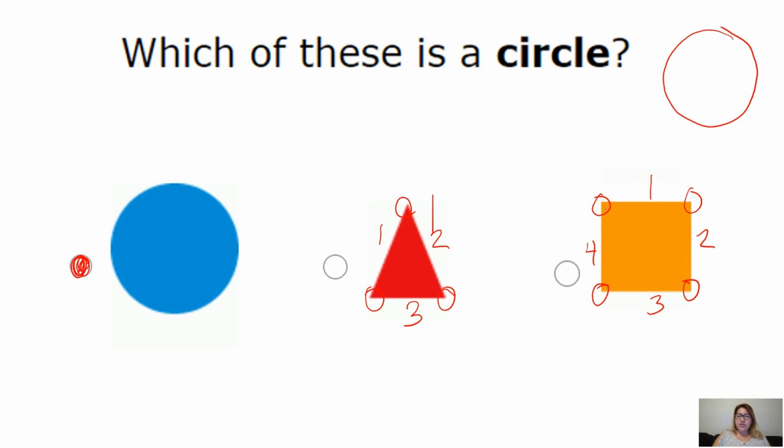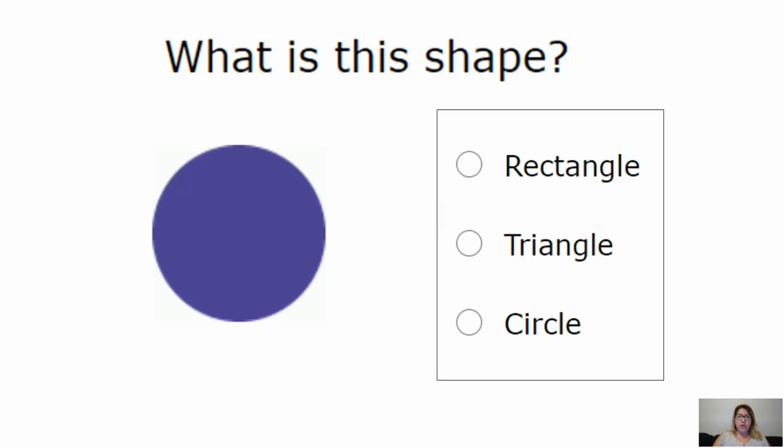And also, boys and girls, when I say vertices, that's where the sides meet. That's where the corners are, we call those vertices. Okay, what is this shape? Okay, so this is the shape that is round. It has no vertices. Could it be a rectangle? Could it be a triangle? Or could it be a circle? We know that this shape is a circle.